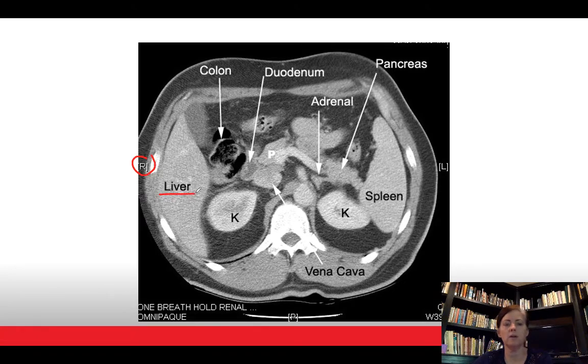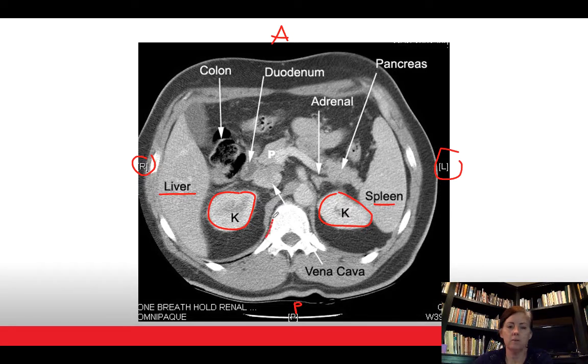We can correlate that with what we know. Here's the liver. We know that's on the right side of the body. Here's the left side of the body. This is going to be anterior, so it's going to be the anterior part of the person, and this is posterior. And I always like to point this out because right here we've got a right kidney, and here we've got a left kidney. Here's our spleen on the left side.